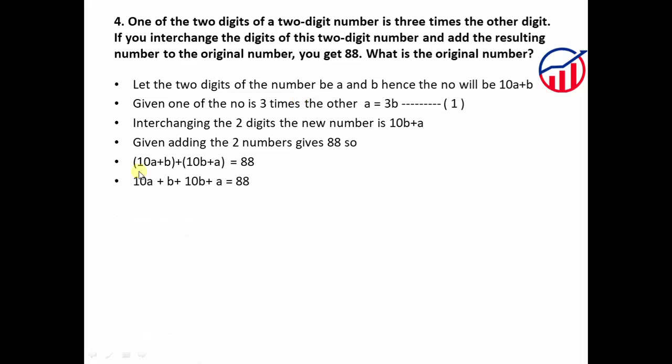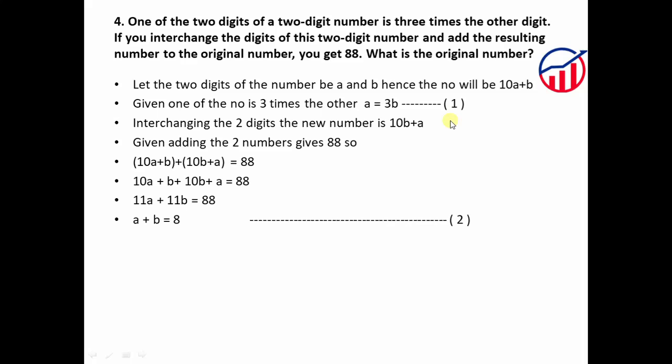So solving it further, you have what? 10a plus b plus 10b plus a is 88. So you have 11a plus 11b is 88. Dividing by 11 on both sides, you get what? a plus b is 8. That is your equation 2.